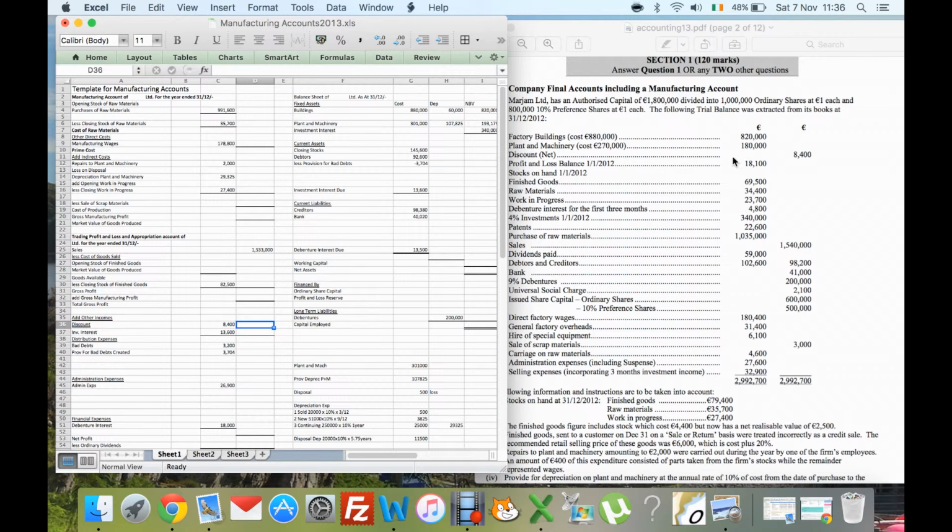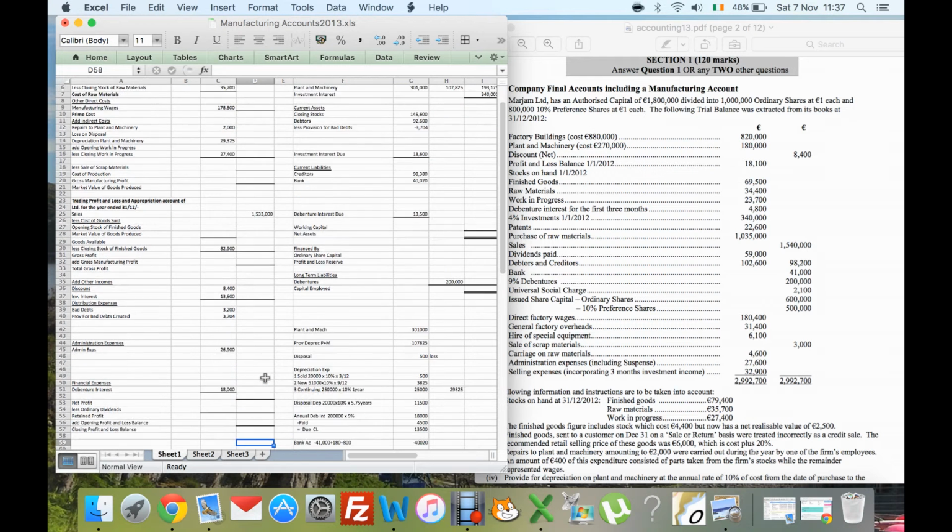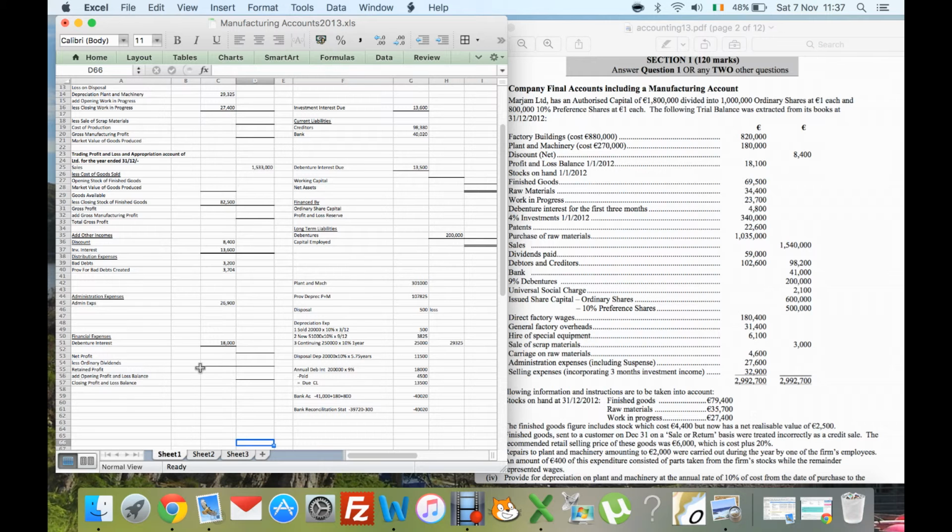Then we have profit and loss balance. So this is the retained profits from previous years. I'd usually expect that to be in the credit side because it's a liability of the business. It's money owed by the business back to the shareholders. Here it's in the debit side, so that means that my profit and loss reserve is a minus. That's a tricky one. It does sometimes come up in the exam. So the opening profit and loss balance we have is minus 18,100.